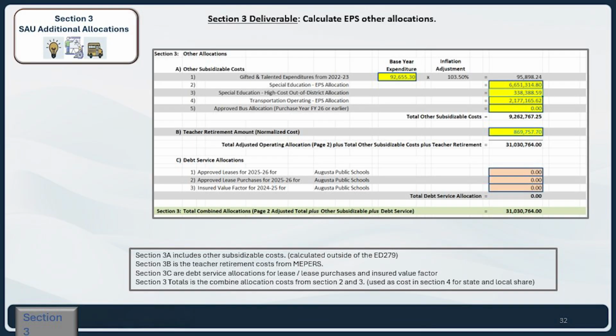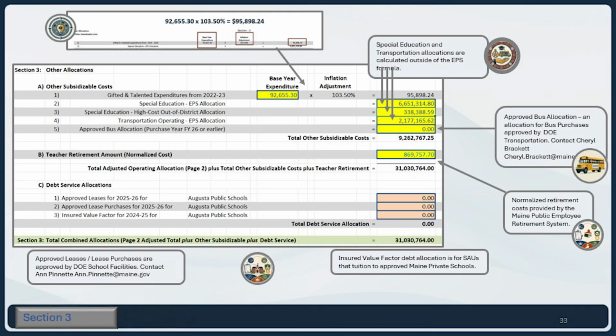The approved bus allocation. These are allocations that are provided by the approved bus program at DOE. And I have given you a contact for that person, Cheryl Brackett. She's the one to reach out to for an approved bus allocation approval. Keep in mind that the bus allocation is in section 3. That means it's state and local share for bus allocations. So minimum contributors that receive a bus allocation, as they are a minimum contributor and don't get a state share in section 4, then the state share for the bus would be 0.